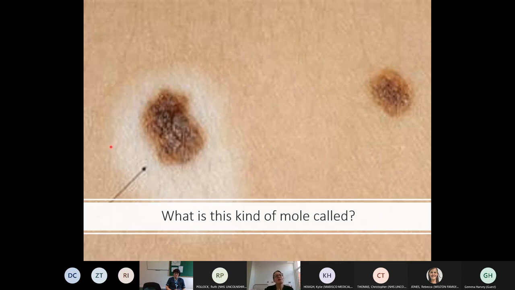Can you see this mole here, the one the arrow is pointing at? Have you seen or heard about those kind of moles before? Anyone know what it's called?